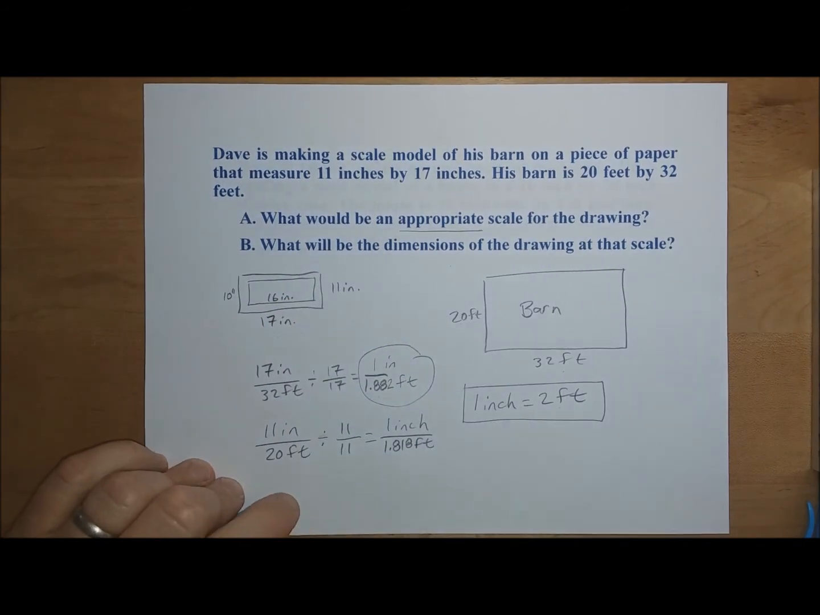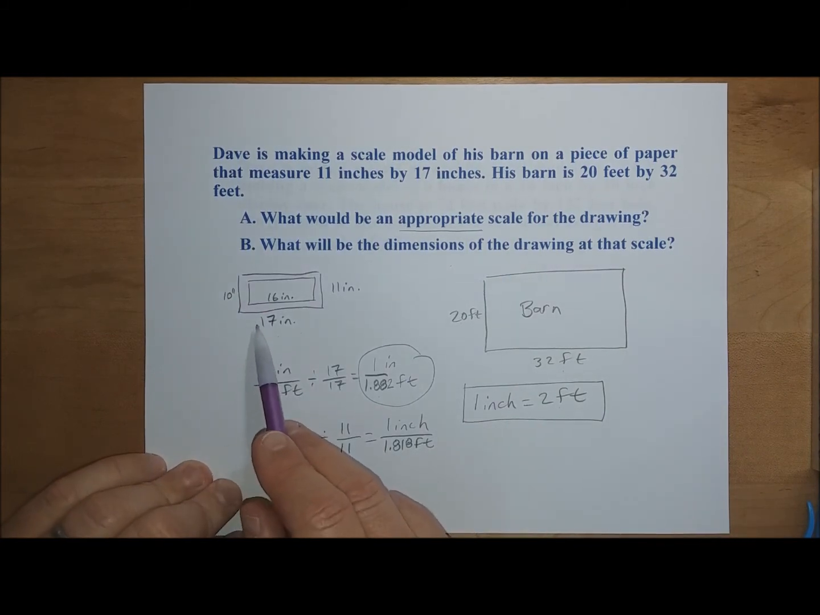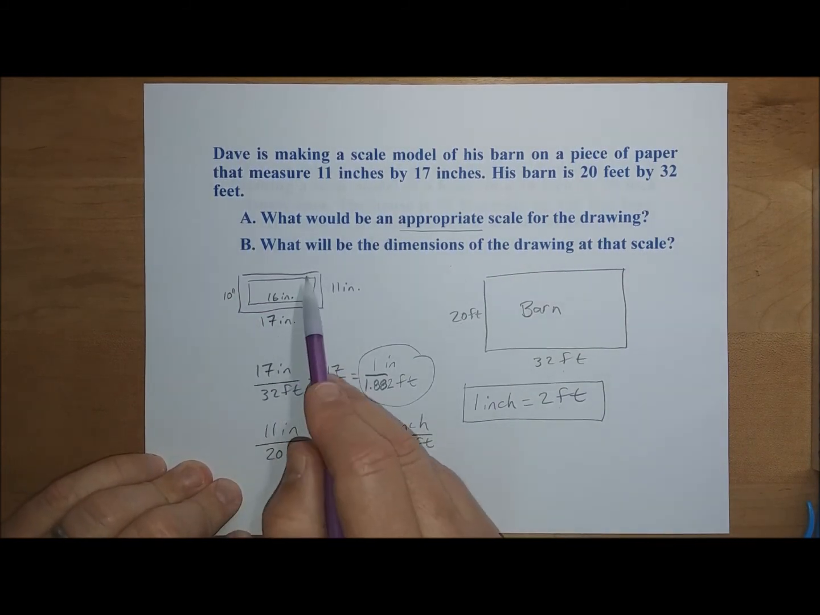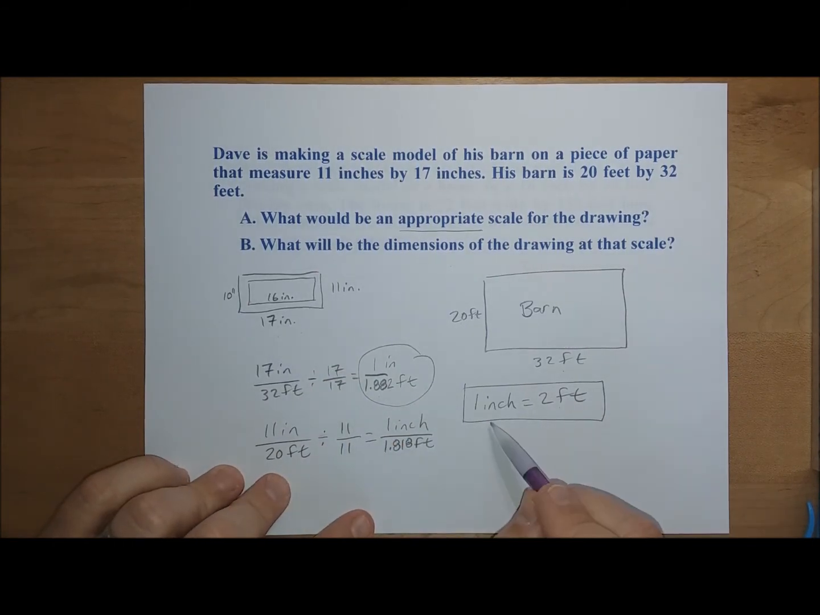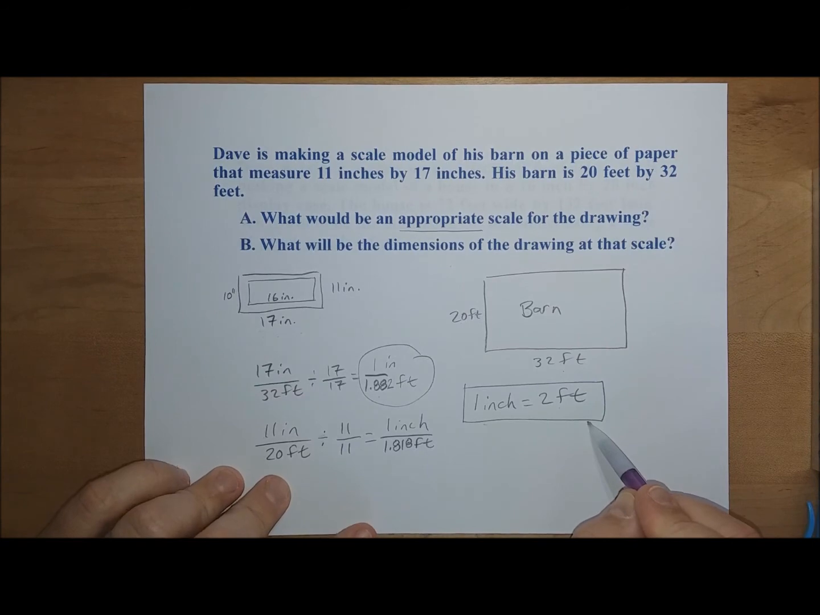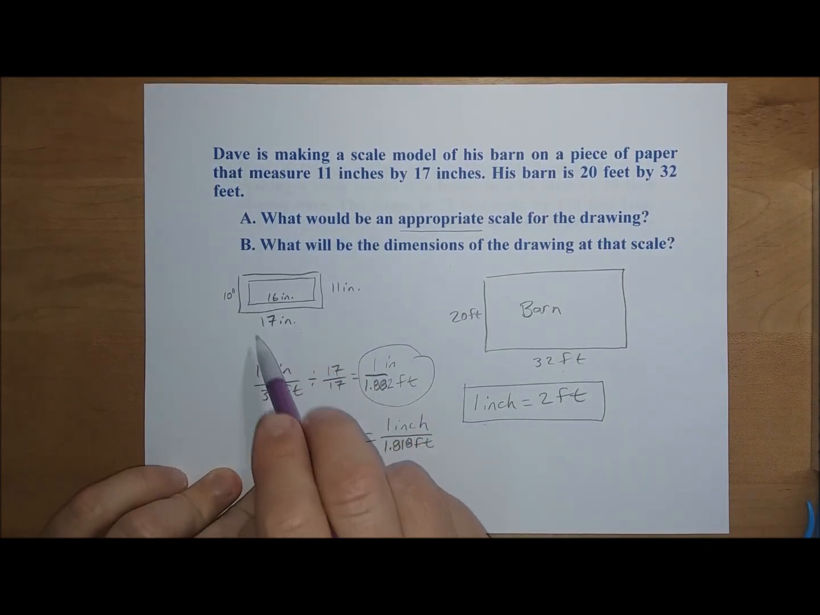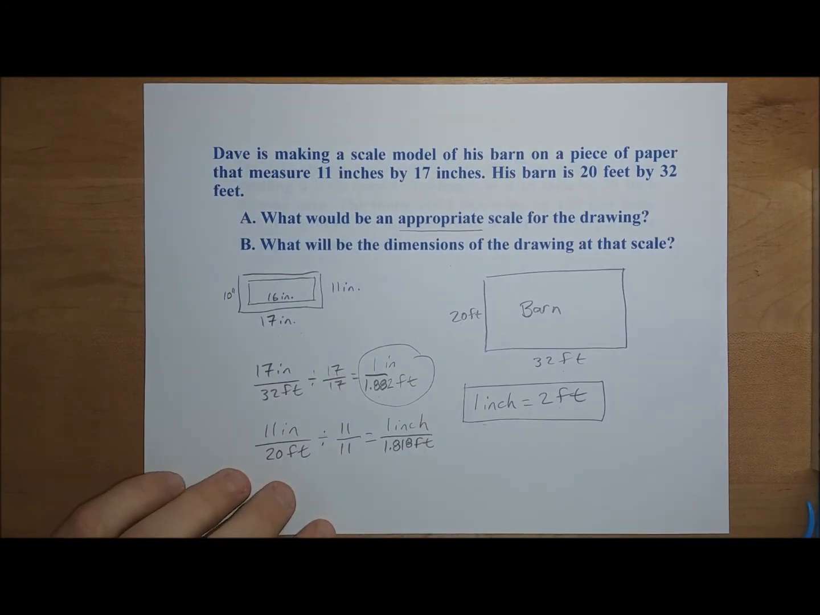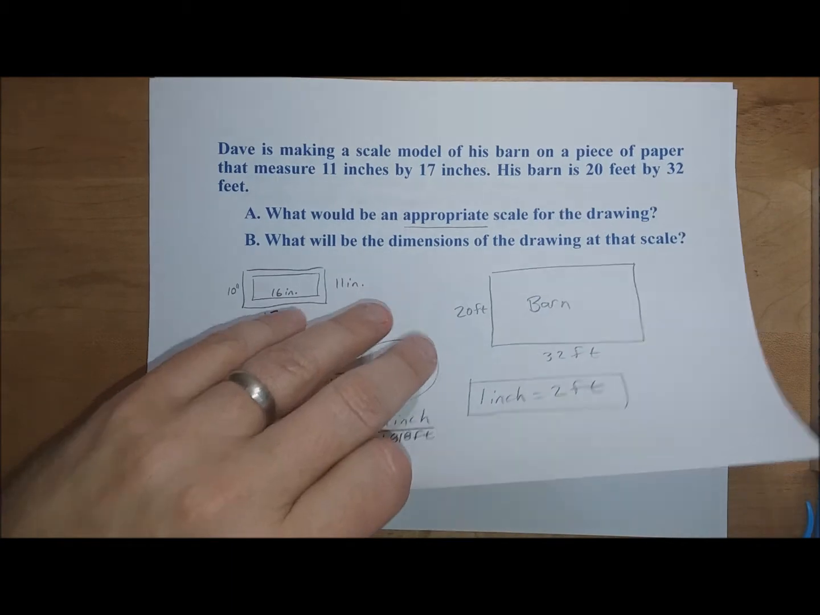Another reason why you might want to round up there is you don't want to be drawing right on the edges of the paper. You want to leave yourself some margin. So here, 1 inch equals 2 feet would be an appropriate scale. And if he did that, then on his paper, the barn would be 10 inches wide by 16 inches long. Good. Okay, let's check out the next problem here.